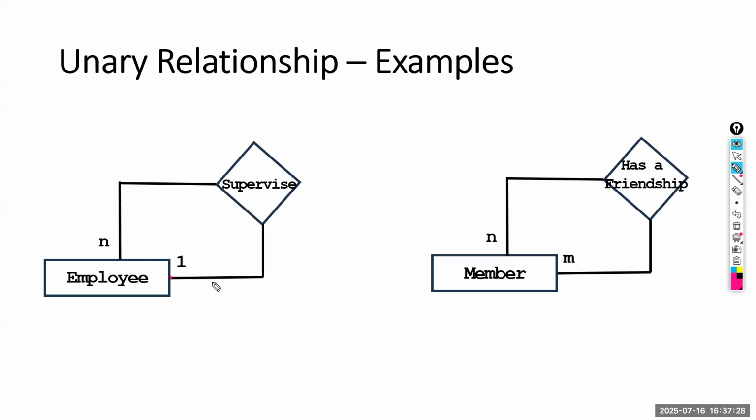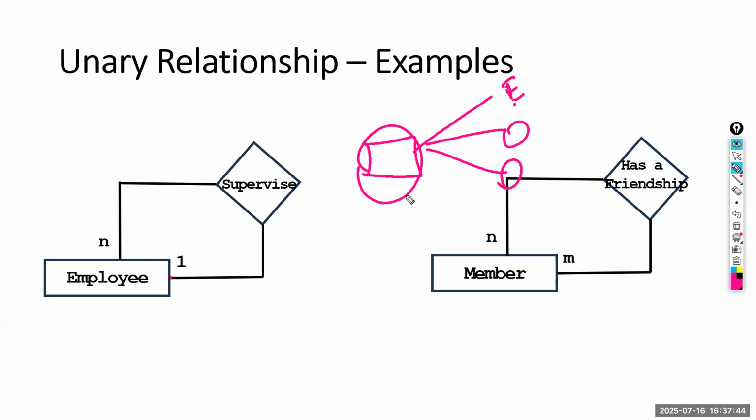Say employee supervising another employee. Right? Maybe a particular employee supervises three other employees. So this is also employee. This is also employee. Right? If you want, you can look at it as employee and supervisor. But if you look at it as all are employees, so then it is unary.